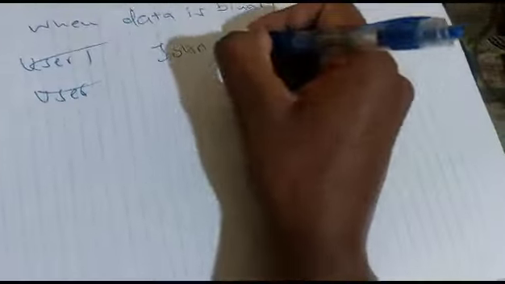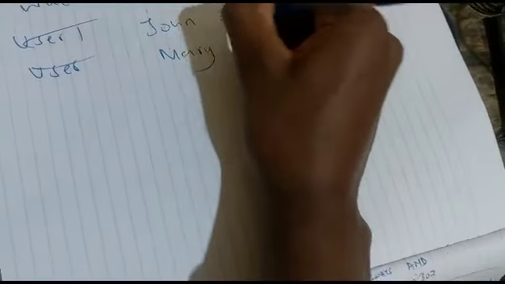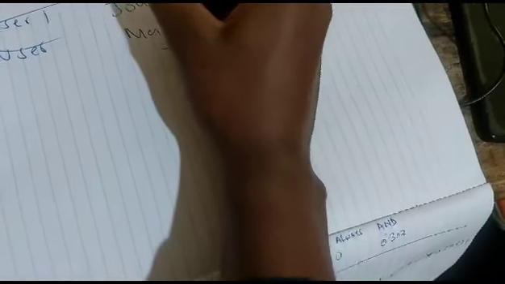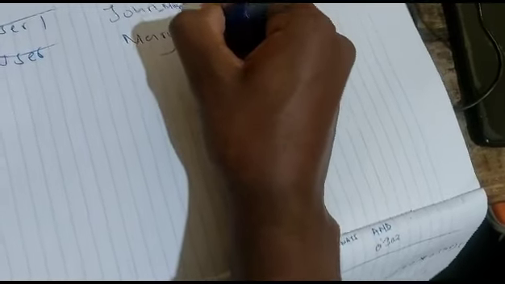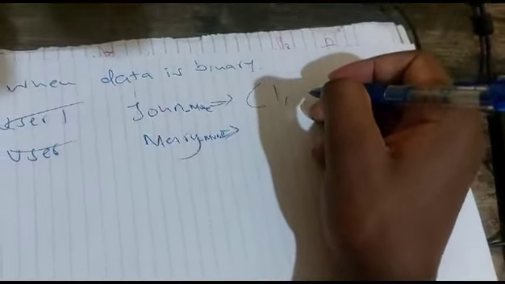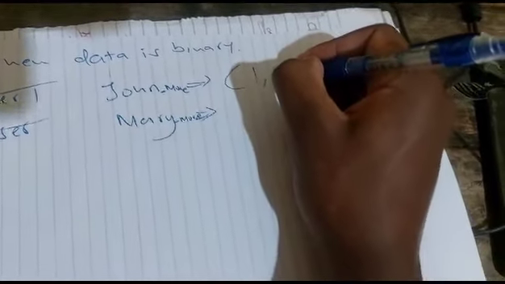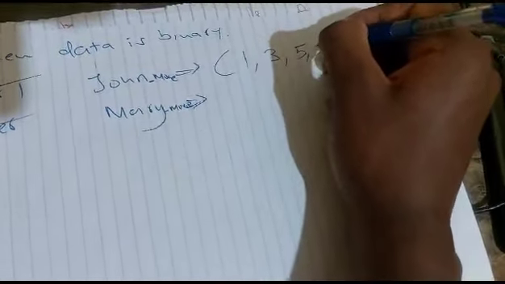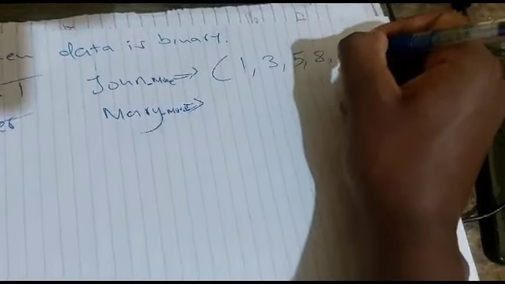For example, binary means there may be the presence of that word, or there may be the presence of that feature or not. For example, we have user 1, let us call user 1 John, and this one Mary. Mary likes to watch movies, the preference of the movie. Let's say Mary movie and John movie. The preference of the John movie is movie 1, movie 3, movie 5, movie 8, and maybe movie 10.